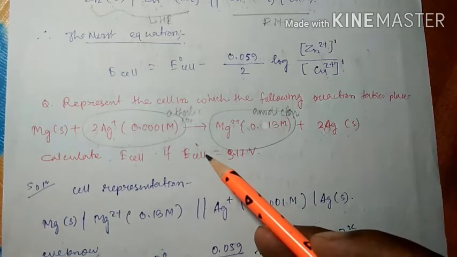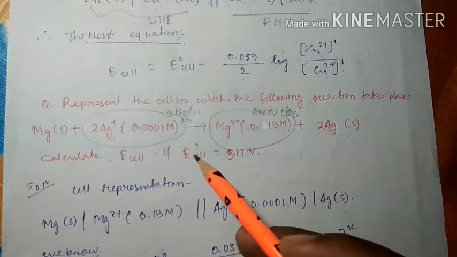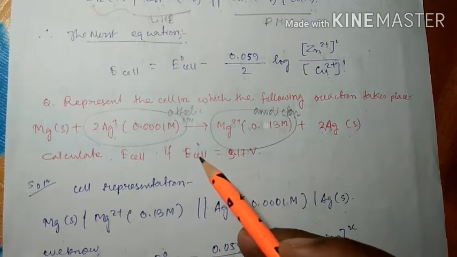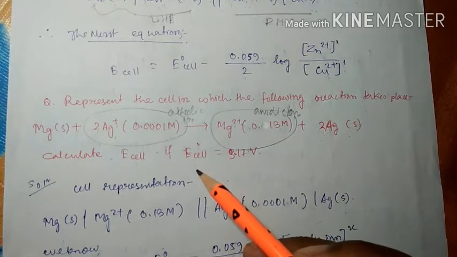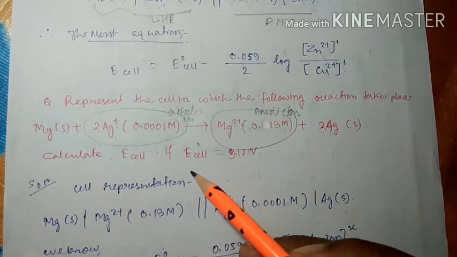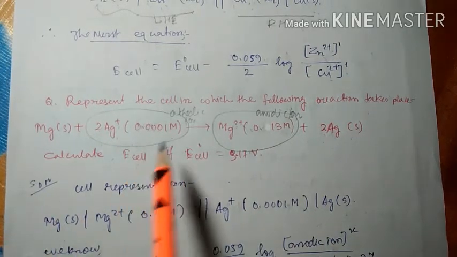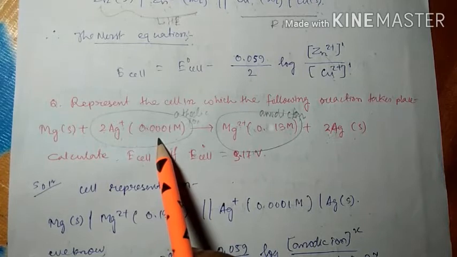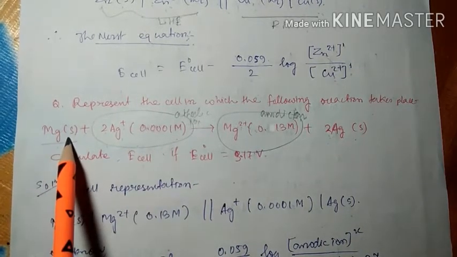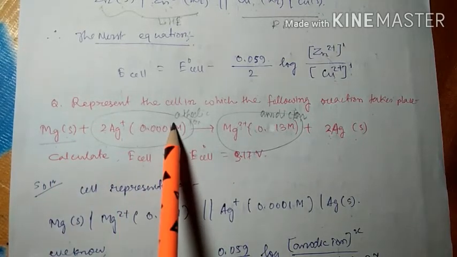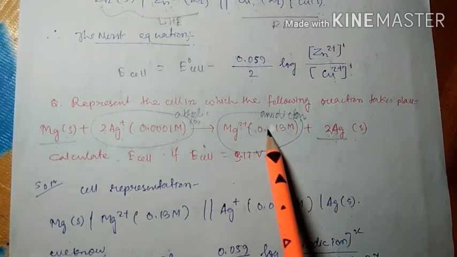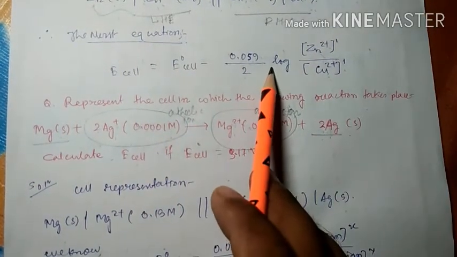If you write the cell representation, then you can clearly see which one is the cathodic or anodic ion. The anodic ion will be on the left side and the cathodic ion on the right side. But if you don't write or are not given any cell representation, then the ion which is with the anode metal is the anodic ion, and the ion which is with the cathodic metal is the cathodic ion, and vice versa.